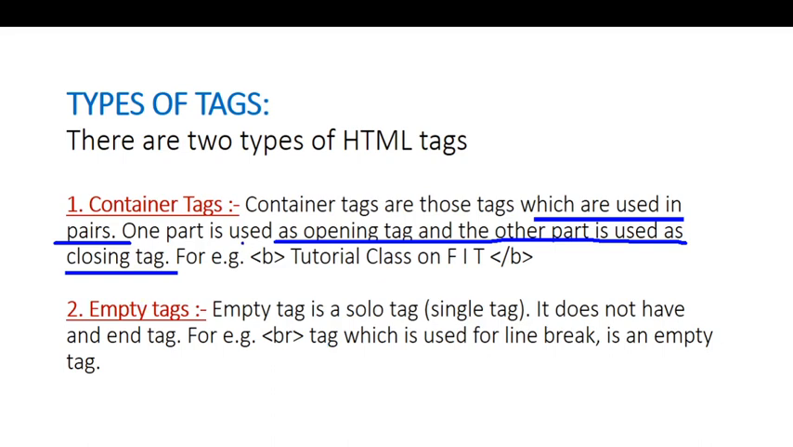For example, the B tag: this is the opening tag, and then the B tag with the slash sign, this is the closing tag, and between them the text is written, Tutorial class on FIT. So this text will be displayed on the browser screen as bold text, with the B tag as the opening tag and the B tag as the closing tag, right?